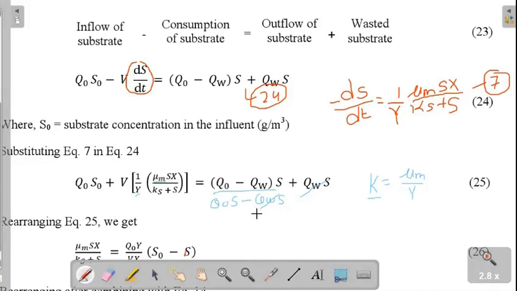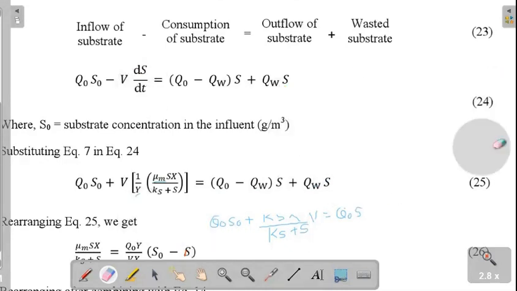We can write Q0 S0 plus, now in this equation we replace K by mu m by Y. So we can write K into X divided by Ks plus S, into V, equals Q0 into S. So this is the equation.